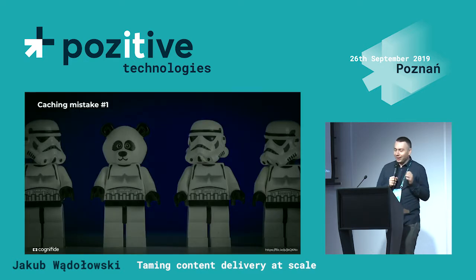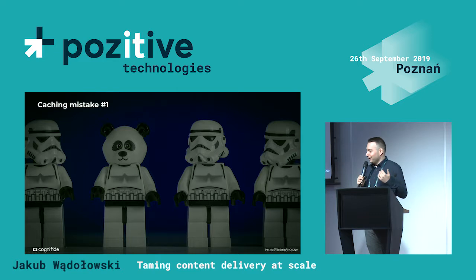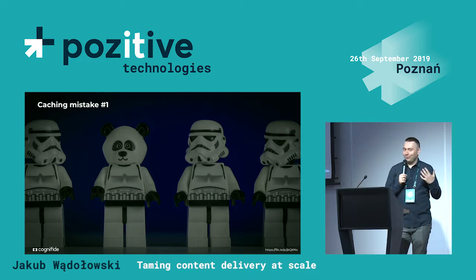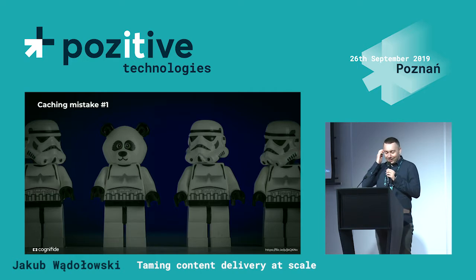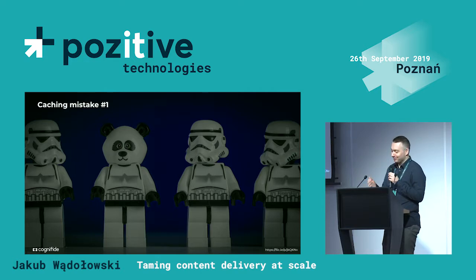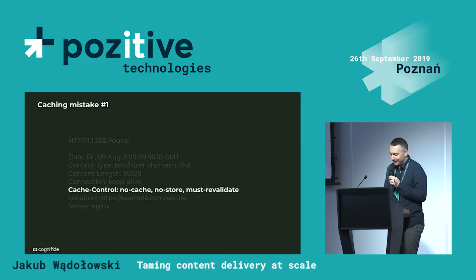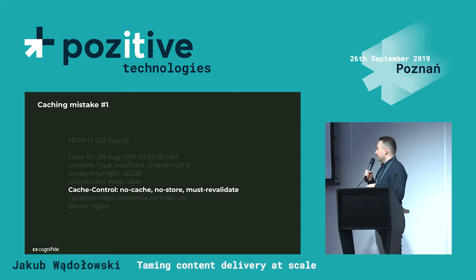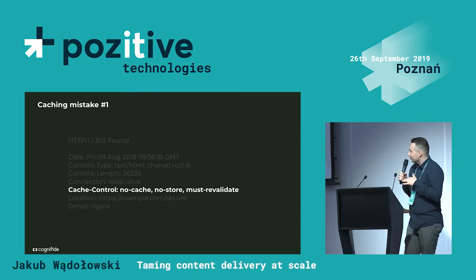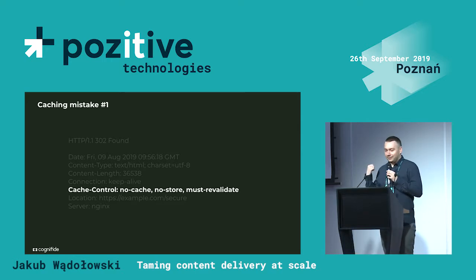All right, speaking of caching, the longer I work with that, the more things I discover. I gave an internal talk about that in Cognifide, but I'll show you just two examples. We have a redirect here. There's a bunch of headers included, and one of them is cache control: no-cache, no-store, must-revalidate. That's the value you're gonna see whenever you Google how to prevent caching. That's gonna be the top result.